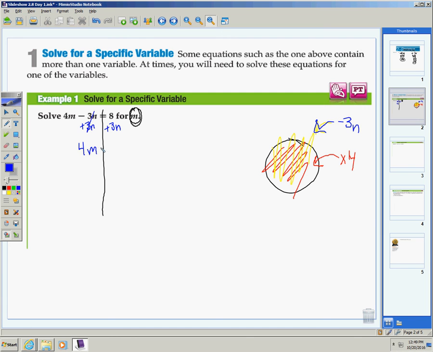And what is 8 plus 3n? Well, these are not like terms. They both don't have the same variable. So 8 plus 3n is just 8 plus 3n.